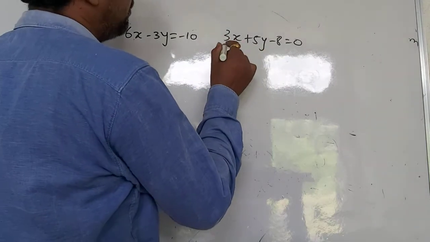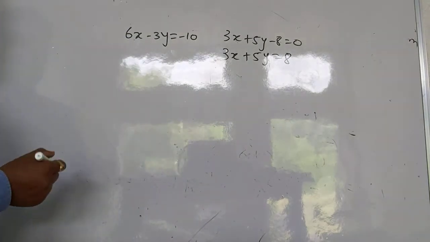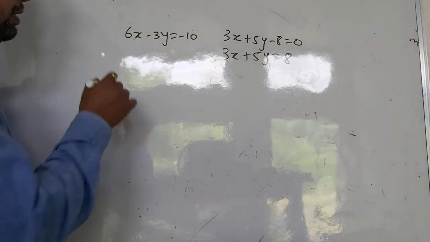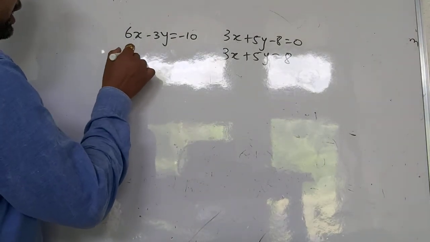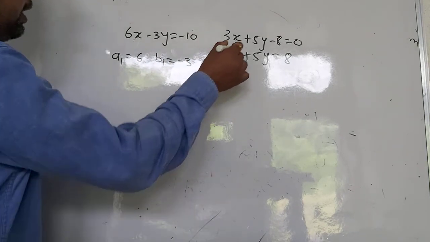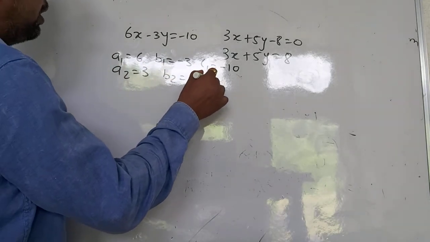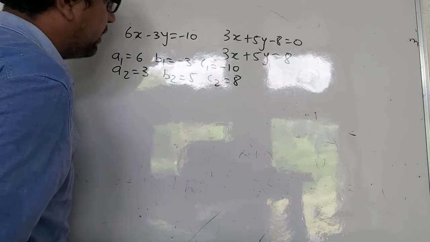So we will convert this in the form of ax plus by is equal to c in this way. Now comparing with a1x plus b1y is equal to c1. So a1 will be 6, b1 will be minus 3 and c1 will be negative 10. About a2 you will get 3, b2 you get 5 and c2 you get 8.